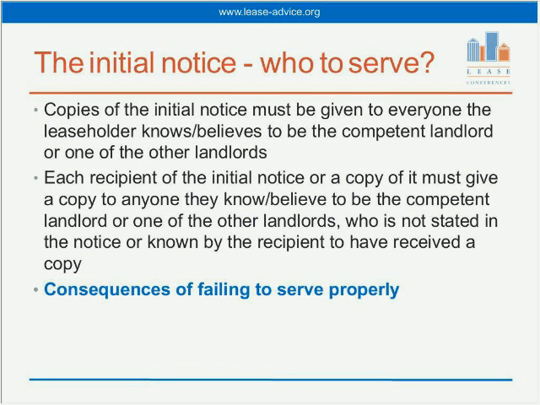Now, in that particular situation, the Section 42 notice is not invalid. But if the failure resulted in the competent landlord being unable to serve a counter notice in time, the loss could well be considerable if the landlord is unable to challenge the terms proposed by the tenant for a new lease. We'll come on to later what happens if a counter notice is not served in time by the competent landlord.